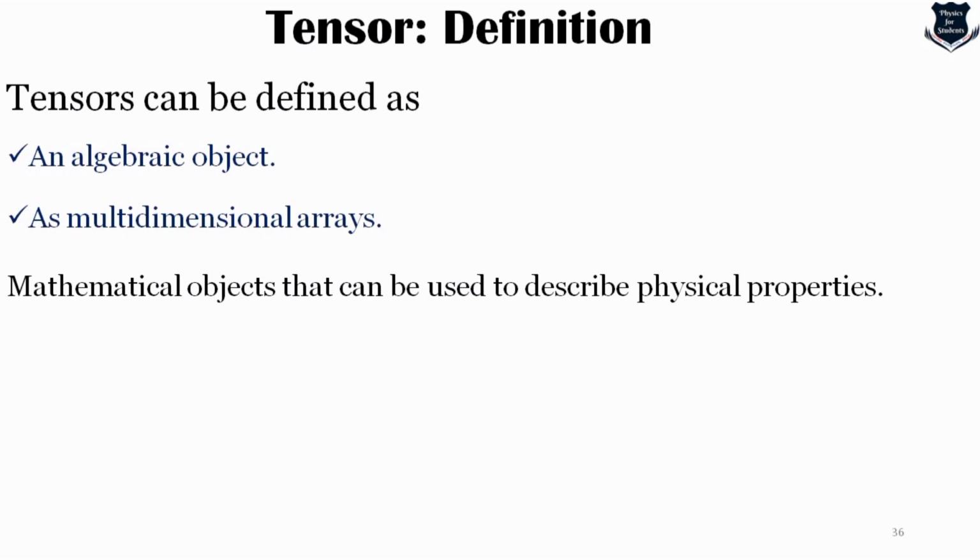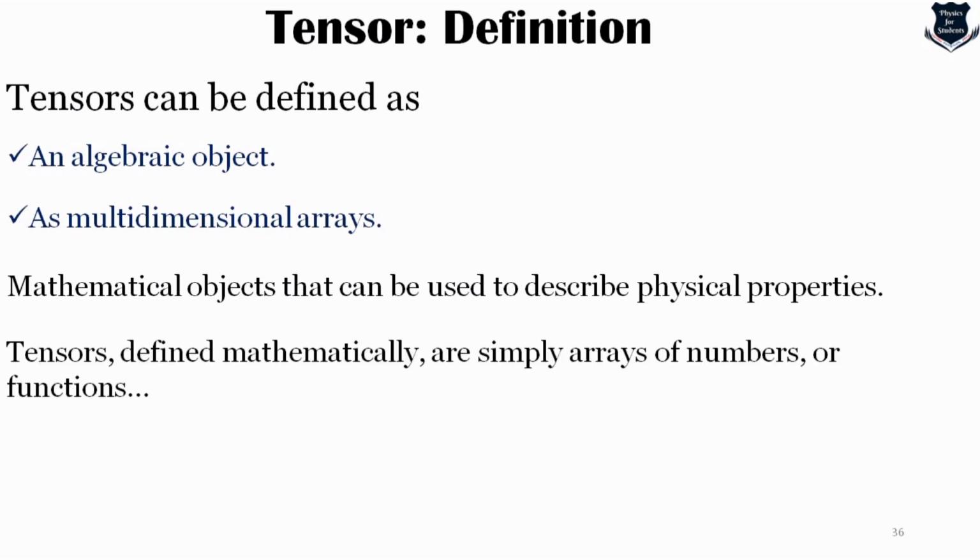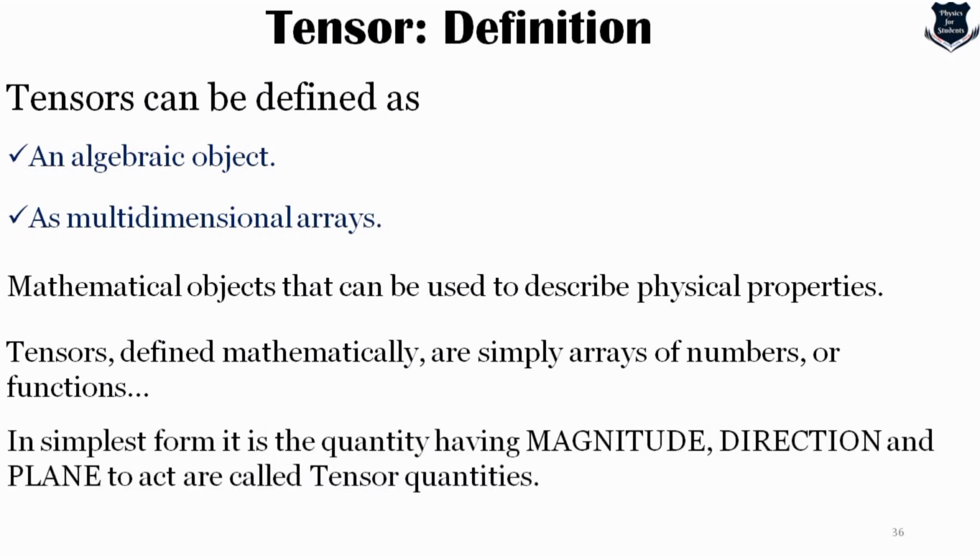Mathematical objects, we can call them, that can be used to describe physical properties. Tensors can be defined as simple arrays of numbers, and in the simplest form, a quantity having magnitude, direction, and a plane to act upon are called tensor quantities. So this is very important. We have magnitude and direction, which is represented by a vector. But what if we have a plane to act upon? That is the relationship, or the difference, between vectors and tensors. In fact, tensors are merely a generalization of scalars and vectors.